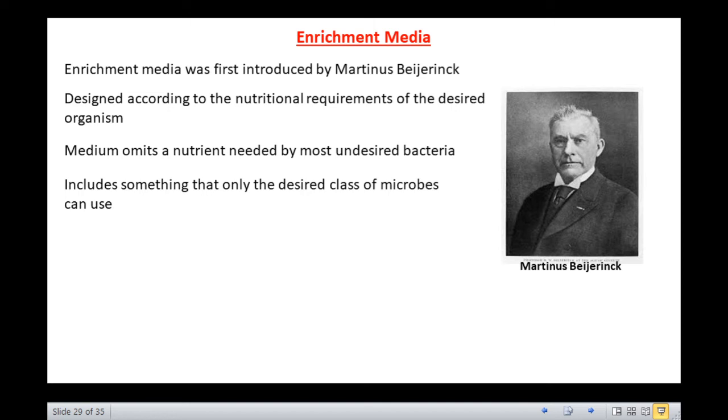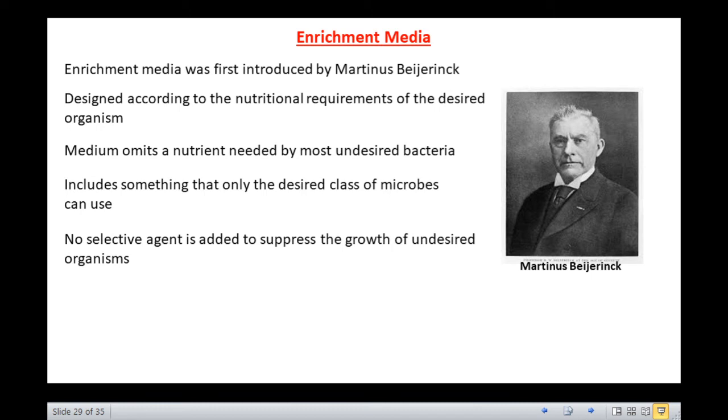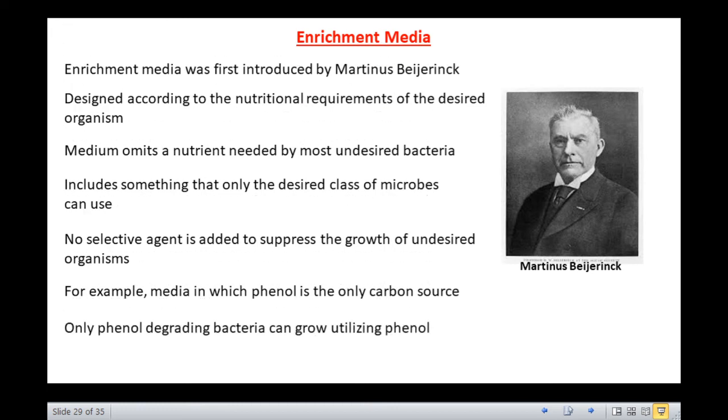Enrichment media differs from selective media in that no selective agent is added to suppress the growth of undesired organisms. The medium, therefore, simply favors the growth of desired organisms. Suppose we need to isolate a phenol-degrading bacteria from soil. A media in which phenol is the only carbon source is made and inoculated with the soil sample. Only phenol-degrading bacteria can grow utilizing phenol and all other bacteria are inhibited.